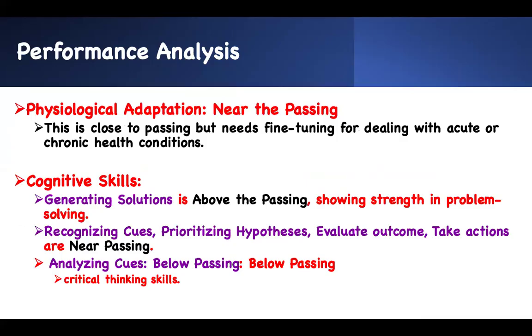Physiological adaptation is also very important. I will explain it, but it needs some fine tuning. They're very near passing. It's not that bad compared to risk reduction, right? That means physiological adaptation is related to chronic diseases and how you can teach the individual, like you have CHF, I'm teaching you how to coordinate.